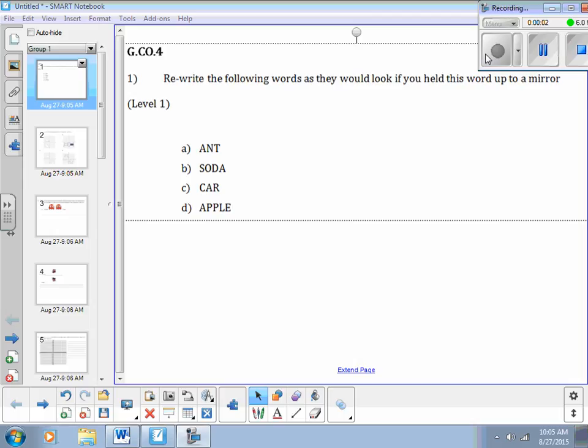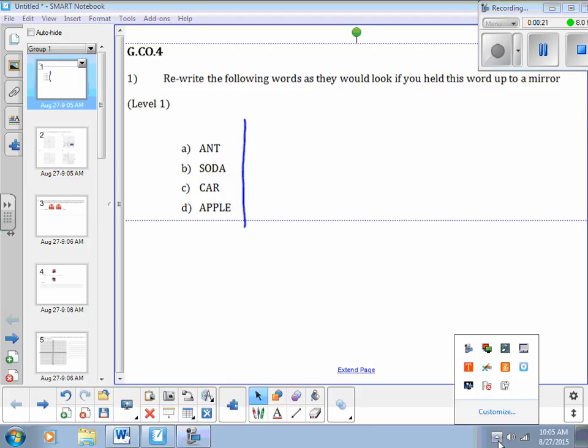Rewrite the following words as they would look if you held this word up to a mirror. So with your mirrors, you should be able to look at those words. And what I want you to make sure you do is draw your line of symmetry where those words would end up.